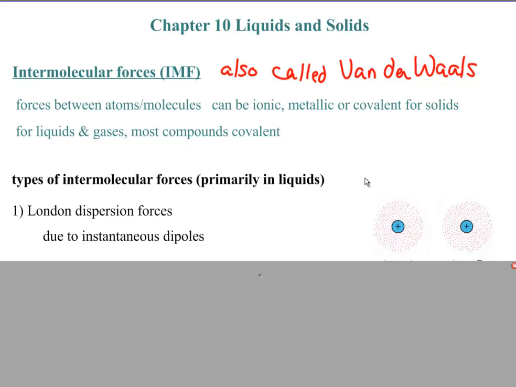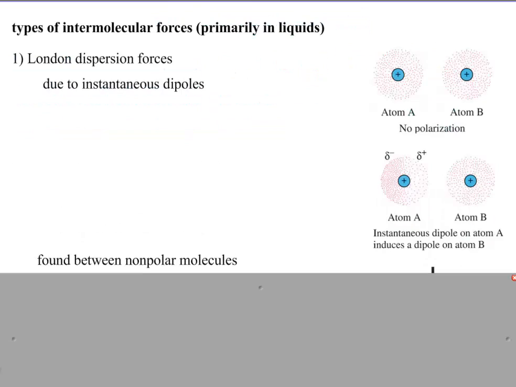And London dispersion forces are primarily between nonpolar molecules. And these are due to instantaneous dipoles that form between these molecules. So if we look at our two atoms, atom A and atom B up at the top, because they're nonpolar, they have a uniform distribution of electrical charge. But those electrons are not static, they are mobile.